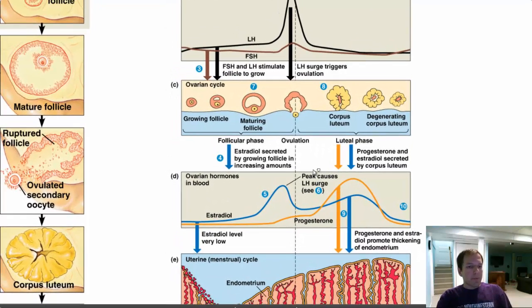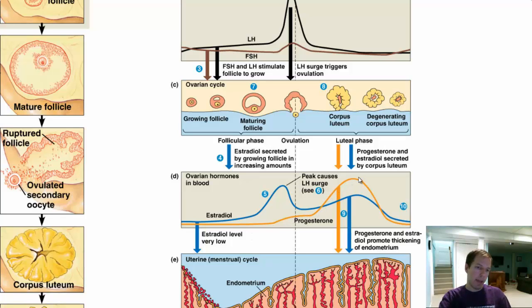Now, once the ovum is released, it has this new layer of cells called the corpus luteum. The corpus luteum is going to be responsible for producing a fourth hormone called progesterone. So progesterone here, which is symbolized by this orange line, is going to increase and increase and increase during the second half of the menstrual cycle.